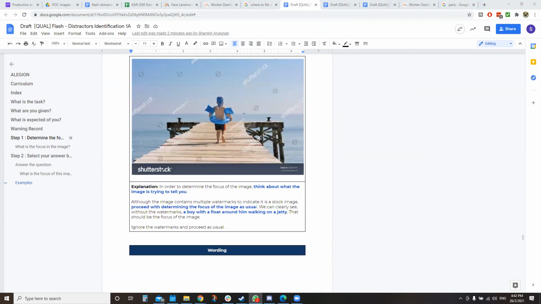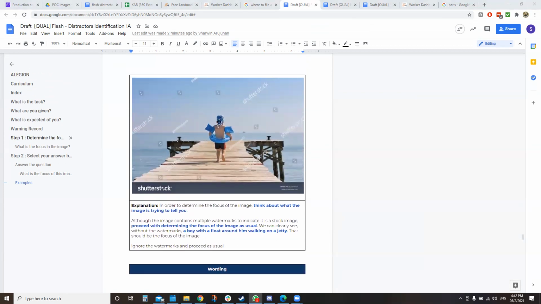Same for this also. Obviously, the distractors are the watermarks. So even if the image has a watermark, for this stage, ignore the watermark and just focus on what the focus of the image is. But watermarks, you need to annotate them as a distractor later in a different stage. So I will show you later.